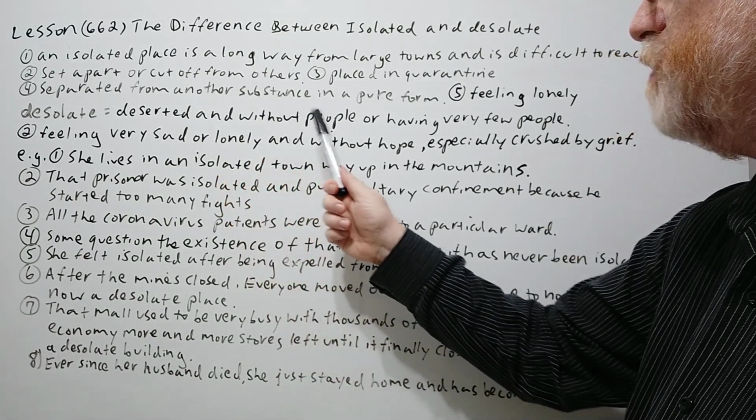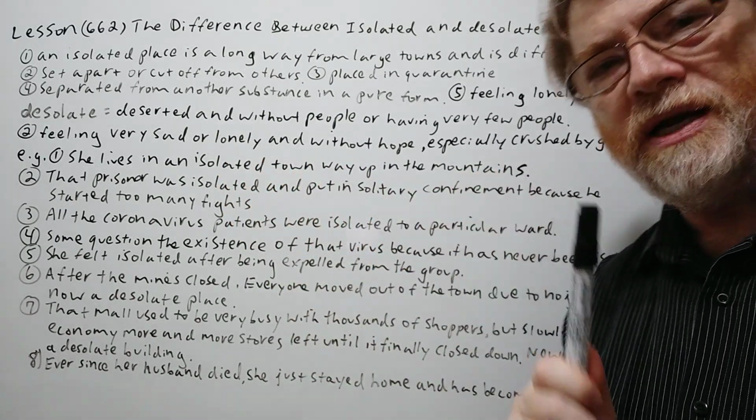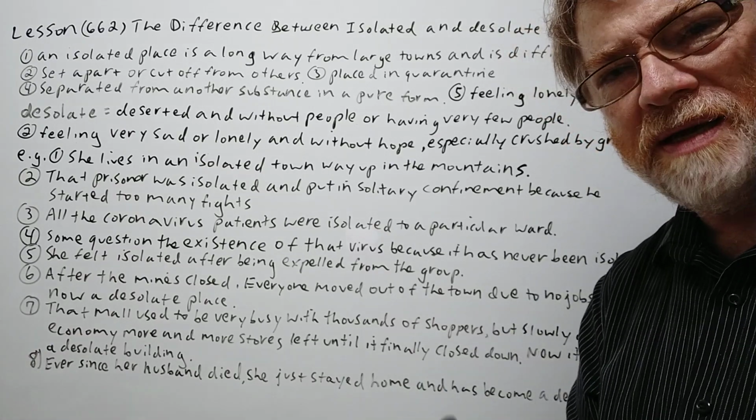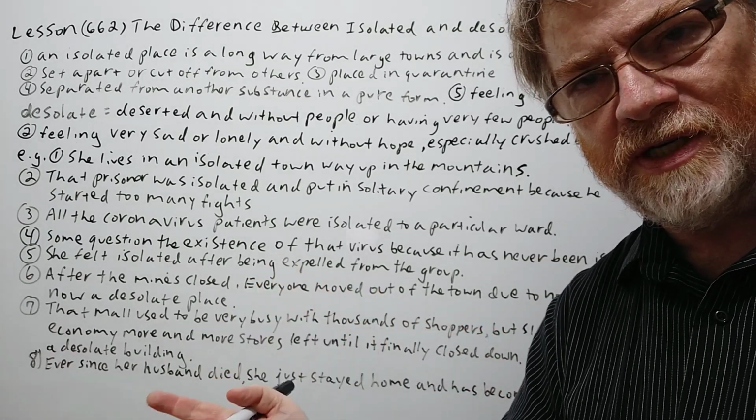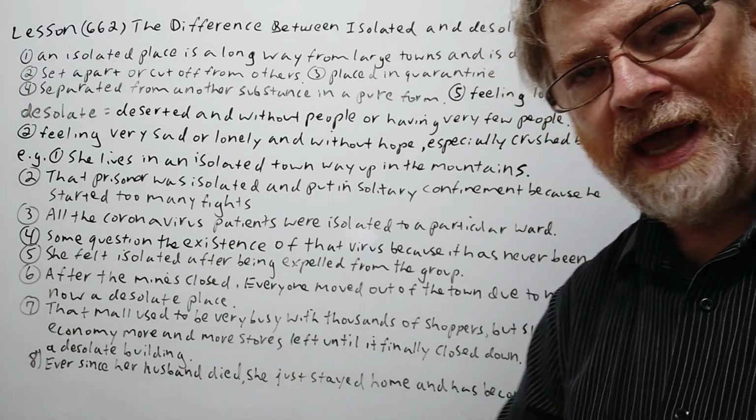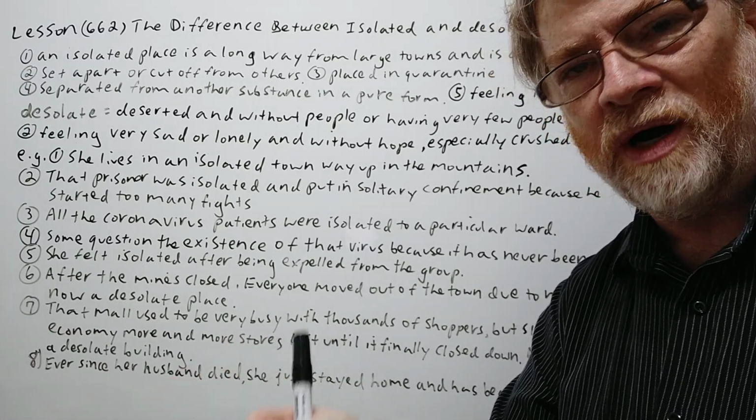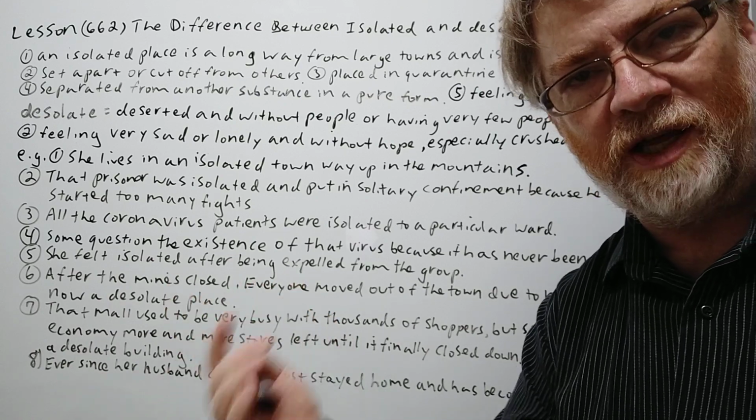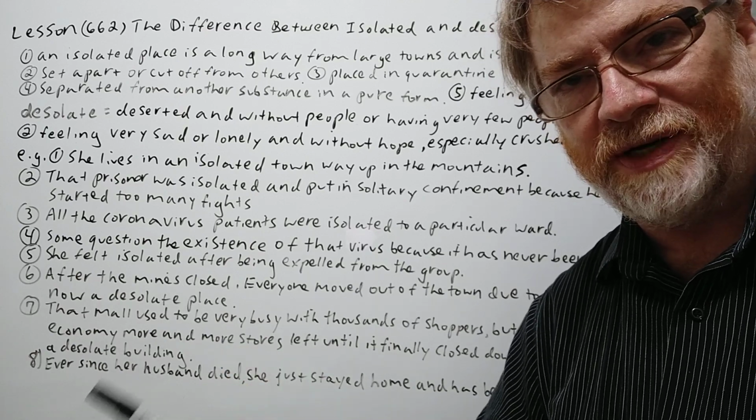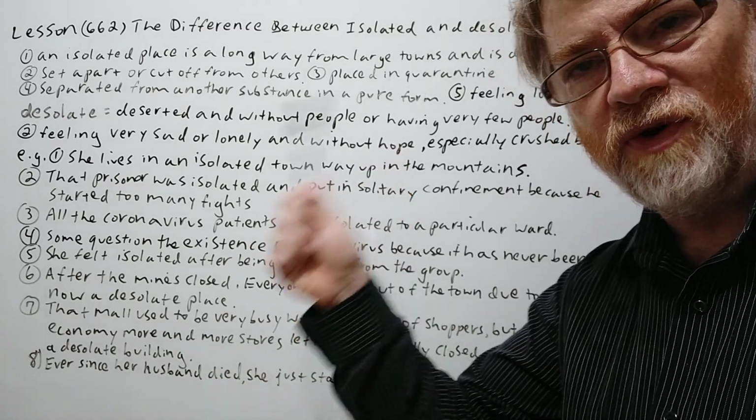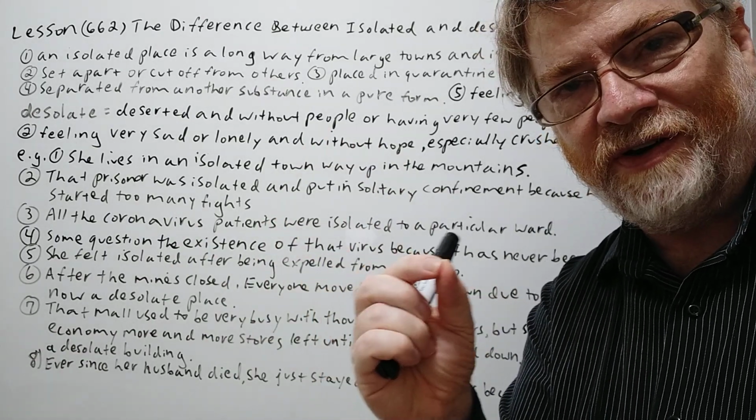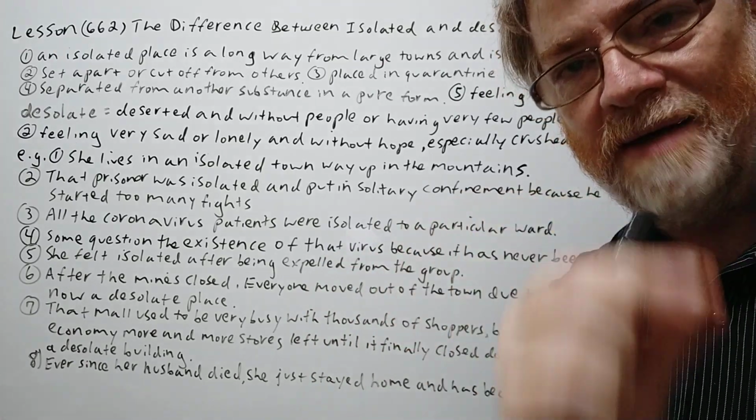Desolate means deserted and without people or having very few people. So desolate could be really nobody. It could be 0 people there. Or sometimes it's used in a figurative sense, especially a place that used to be busy, that used to have many thousands of people there. And for some reason now everybody's gone, or there's only a small handful of people around. Then we would say the place is desolate. So that's different from isolated, where the focus is on distance. With desolate, the focus is on either no people or a very tiny amount of people.